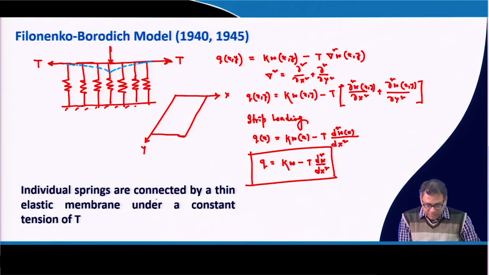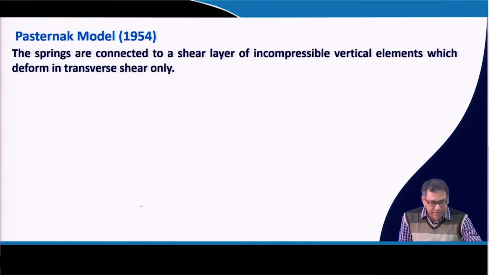So, that means the individual springs are connected by a thick elastic membrane under the constant tension of T. So, this membrane is under tension of T. Now, the next model is proposed by Pasternak, where the springs are connected with a shear layer.